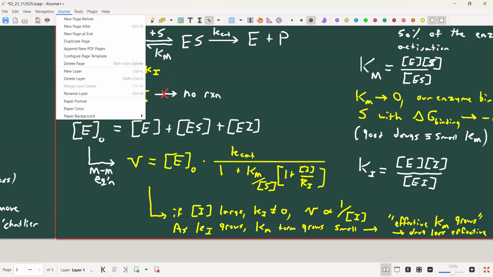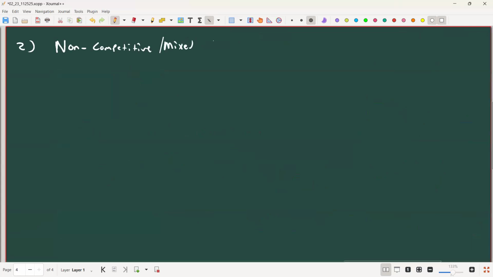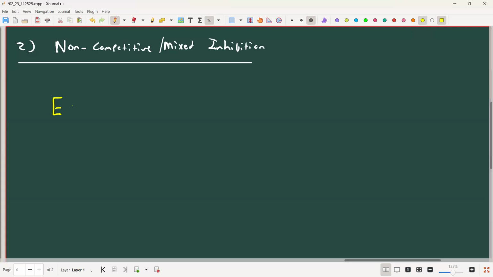All right, let's look at another example. There's another type of inhibition, so that was competitive, right? That was the inhibitor crowding out the substrate to turn off the enzyme. But we can also have what's called non-competitive inhibition. We'll also say mixed inhibition. And that works a little differently.